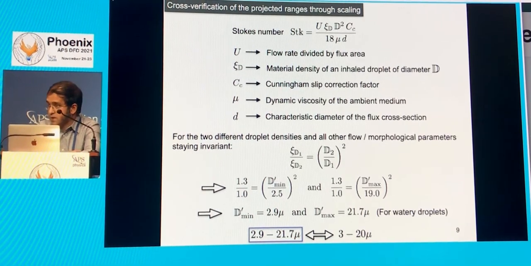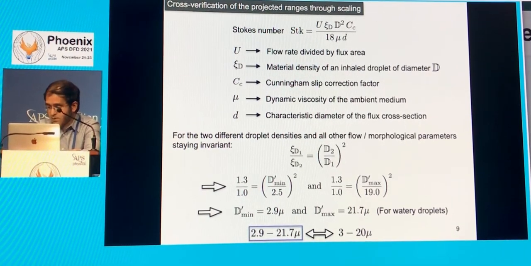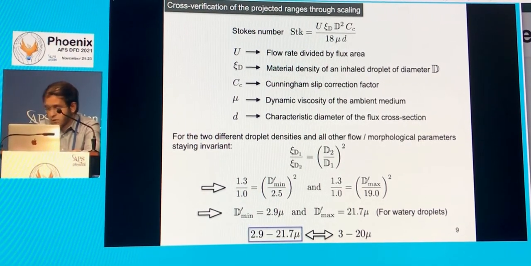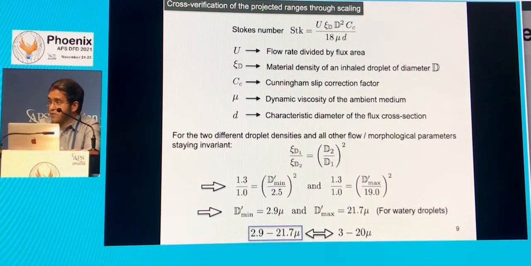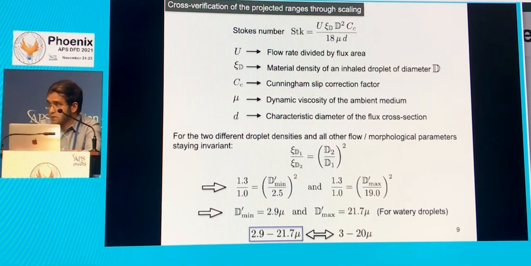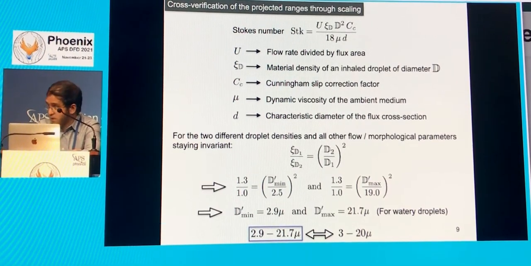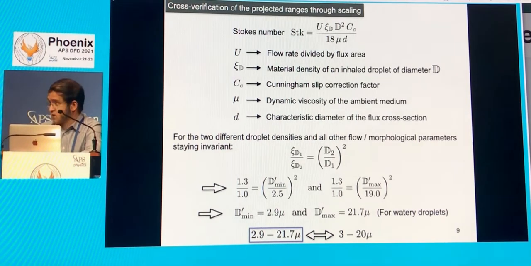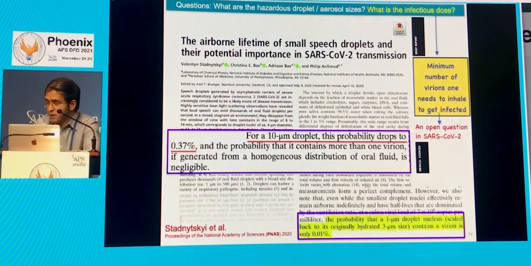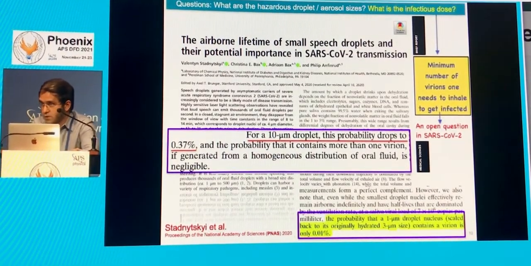If we plug in the minimum diameter and the maximum diameter for the heavier droplets, the corresponding numbers for the lighter droplets come out to be 2.9 and 21.7 micron, which is quite close to the CFD based prediction. So this is the hazardous size range, which answers the first question. Let's now go into the second question. What is the infectious dose?